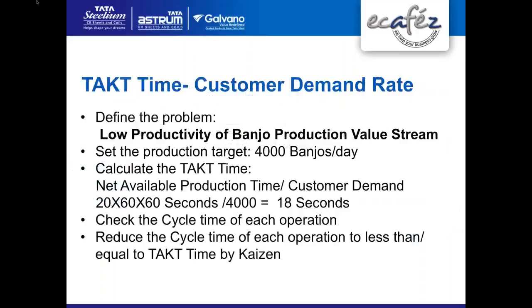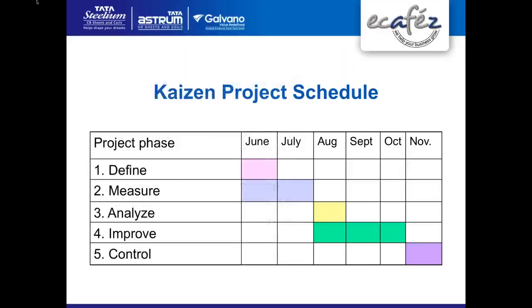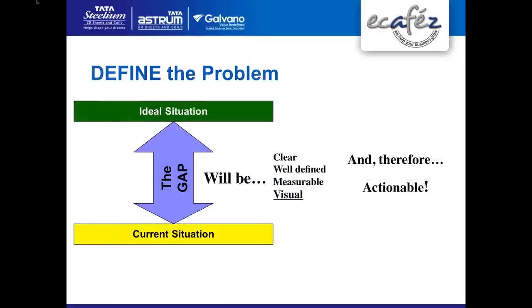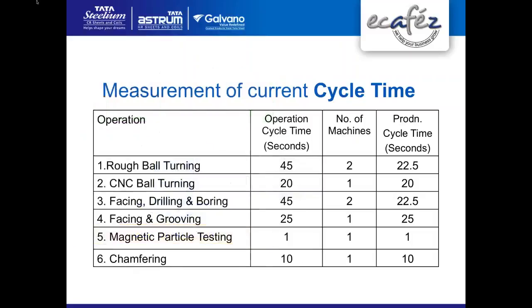So a study was made, because the order was there and the company was not able to meet the customer demand. The calculations were made: to meet the requirement of the customer, every 18 seconds one piece must be produced. So a project was selected and the 5-phase journey defined: define, measure, analyze, improve, control. The schedule was made, and in 5 months it must be completed. The first thing was defining the problem: what was the gap? Demand was 4,000 pieces, but the company was able to produce a maximum of 3,020.